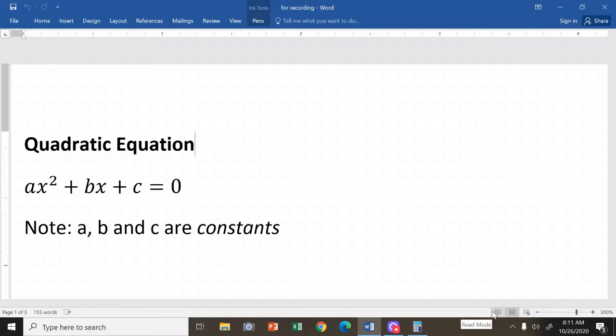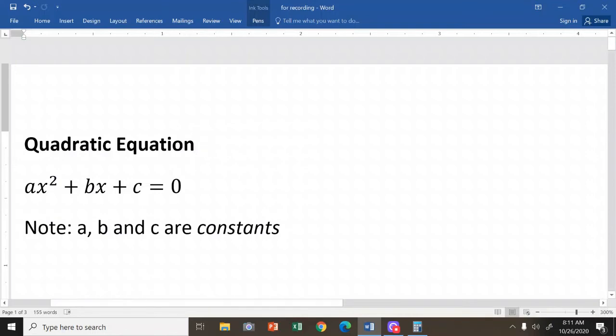So yung quadratic equation, madali natin siyang malalaman sa isang equation kapag yung highest degree niya is equal to 2. So for example, ito. Ito yung standard form ng quadratic equation. So you have ax squared plus bx plus c equals 0. Yung a, b, and c, mga constants sila o mga numbers.